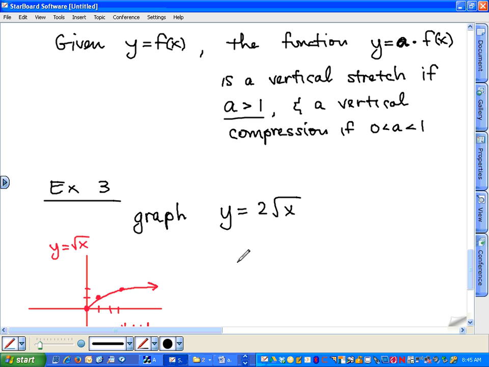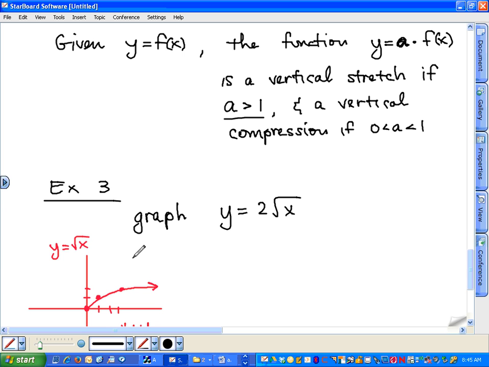That's not going to affect the location of the graph. It affects the shape. So the graph is still going to start at 0, 0, but what's going to happen is the graph is going to be stretched out vertically. Okay? So it's going to appear to rise much quicker and have a little bit steeper of a change in its direction right here.